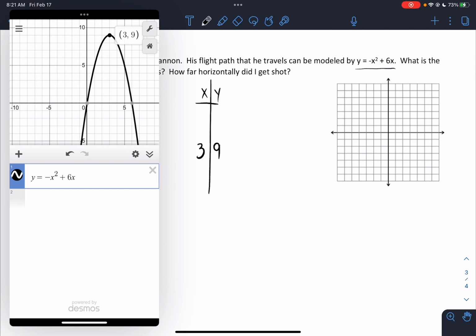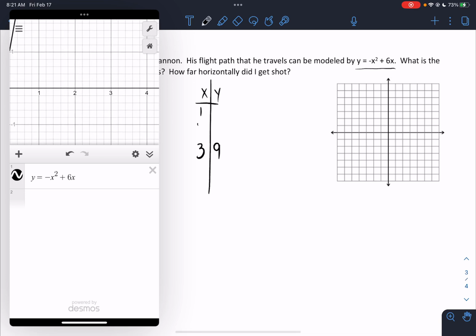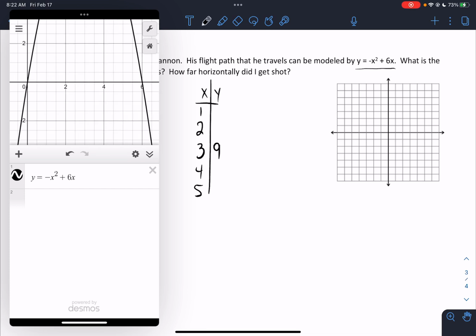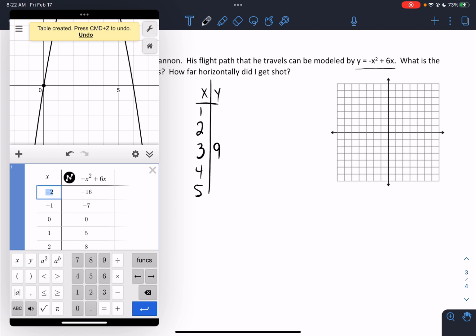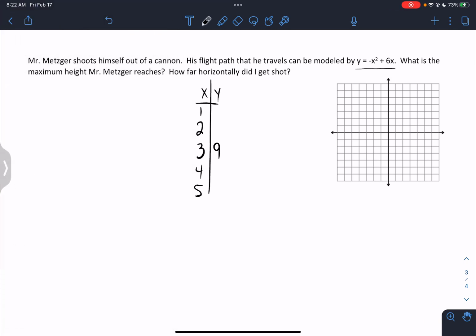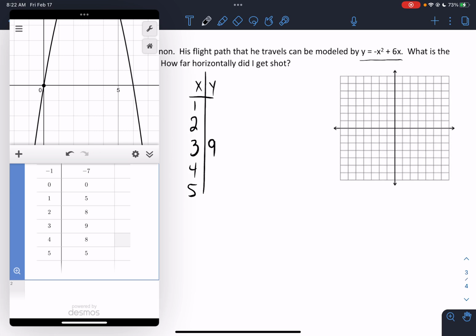Whenever I'm making a table, I want to use the two numbers that are around 3. With positive numbers it's usually easier, but if I zoom in, I've got 1 and 2 on the left, and 4 and 5 on the right. I can delete all my rows, or just add some rows on here. I'll have 1 through 5. So 1 is 5, 2 is 8, 4 is 8, and 5 is 5.